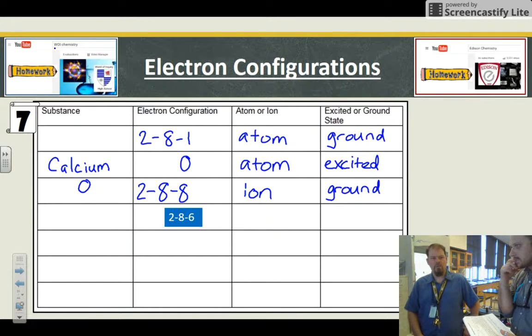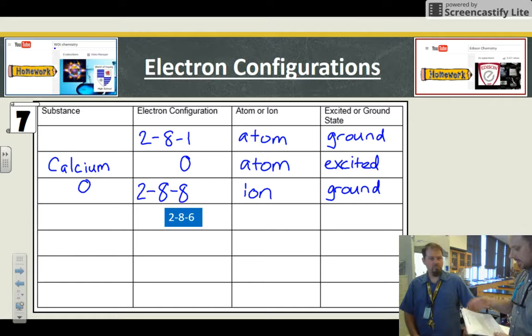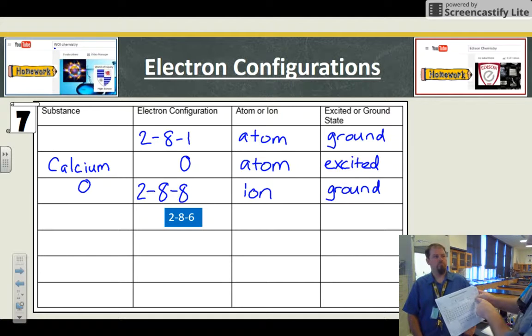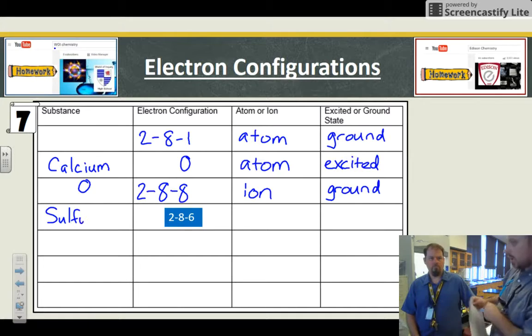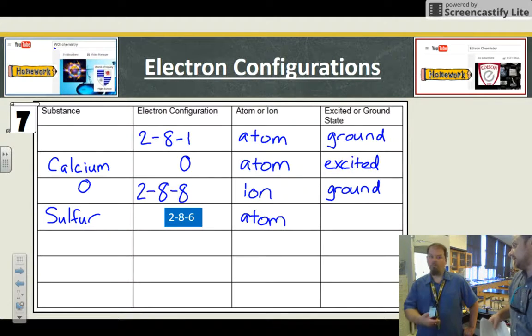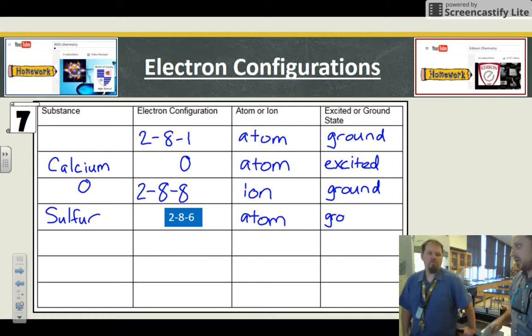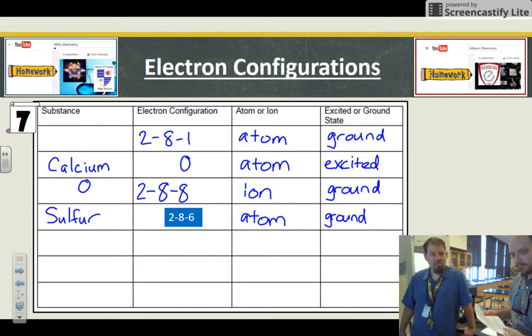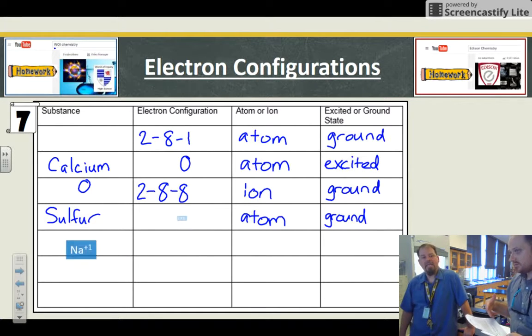2-8-6. How many total electrons? I count 16. And if it's 16 electrons, we're going to go with 16 protons. So that'd be sulfur. And that's going to be just an atom. We can't really tell if we're going after something else here, so we're going to say it's an atom. And it's normal filling pattern, no vacancies. Ground state. You guys getting the hang of this yet?